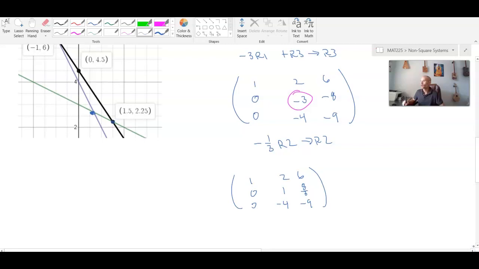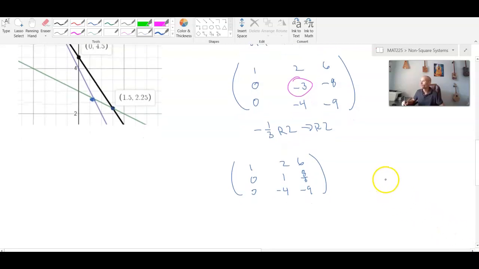Awesome. So now we're ready to perform another row operation. I'm going to use this 1 here now to cancel out this negative 4. So I'll take 4 times row 2, add it to row 3, leave it in row 3. If I do that, I'll get 1, 2, 6, 0, 1, 8/3. And then, let's see, 0, 0. And I don't know what this exactly will come out to be, but I know this will be 4 times 8/3 is 32/3. 32/3 minus 9.